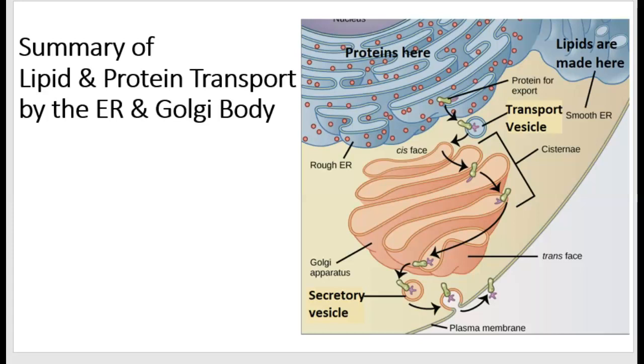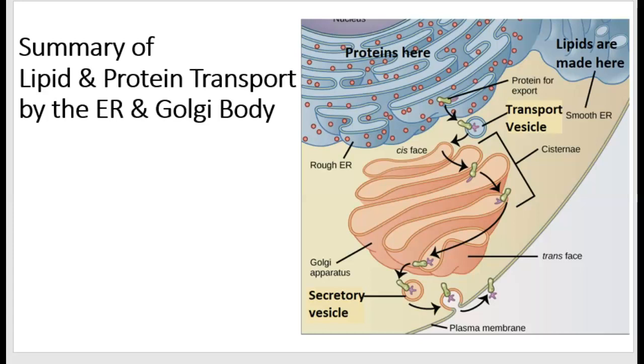Both lipids and proteins leave the endoplasmic reticulum in transport vesicles, labeled transport vesicle on the diagram, that have budded off of the ER. This transport vesicle then travels to the cis face of the Golgi body. It fuses with the Golgi's membrane at this cis face, thereby releasing its contents into the first sac of the Golgi. As the proteins and lipids travel through the adjacent sacs of the Golgi body, they are modified by enzymes, which frequently glycosylate them, and they are sorted.